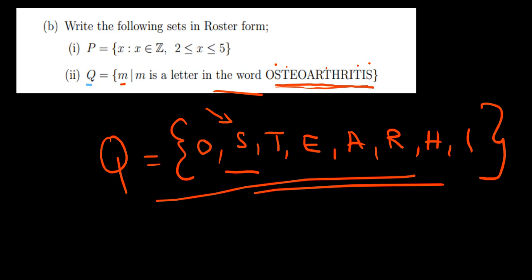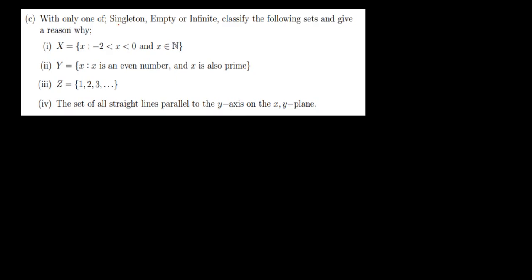So that's it about the roster and the set builder notation. Now let's use this information of the roster and the set builder to answer the following questions that I'm going to show you. The first question is here. They're saying, with only one of singleton, empty, infinite, classify the following sets and give a reason.